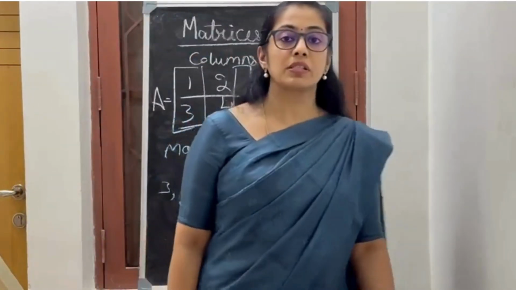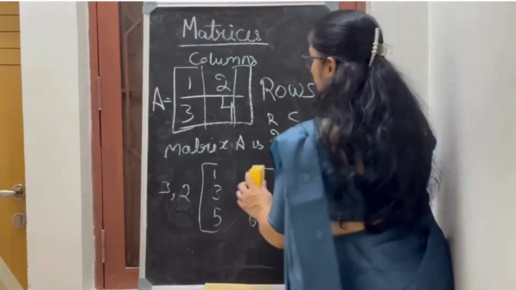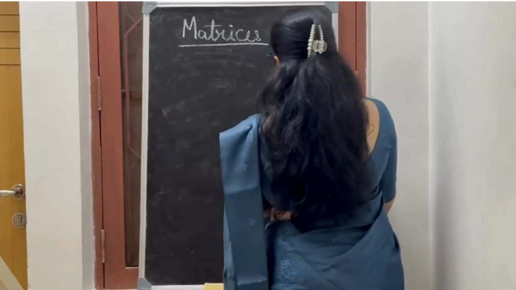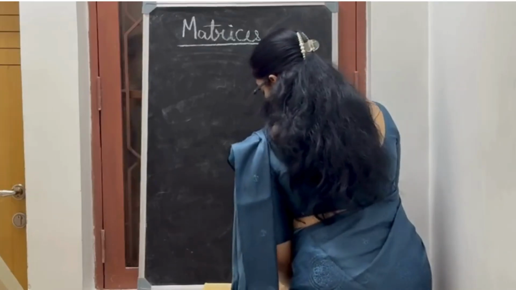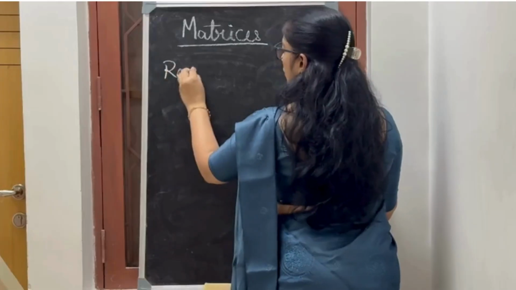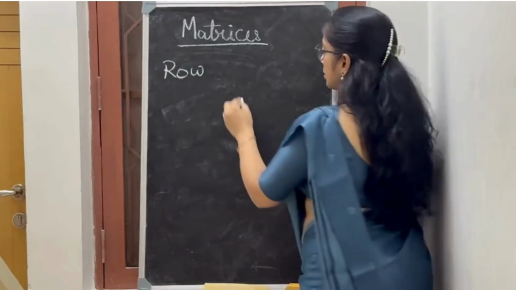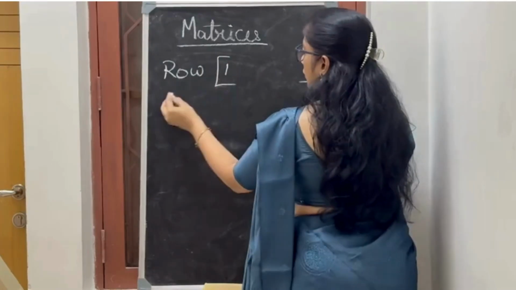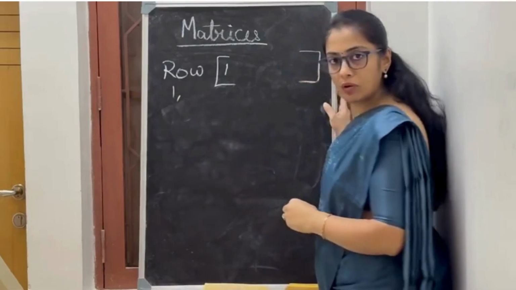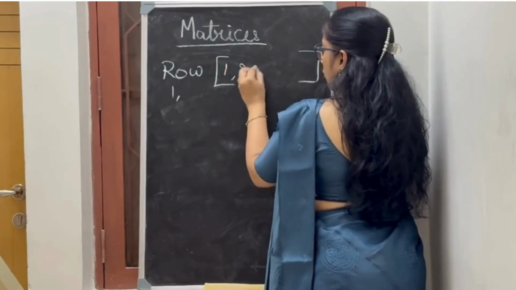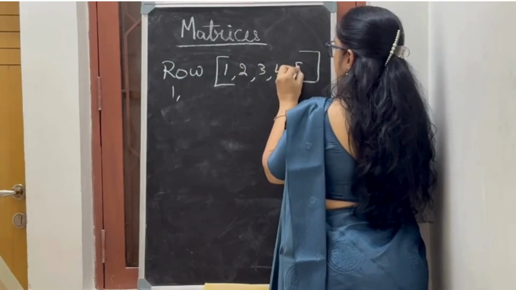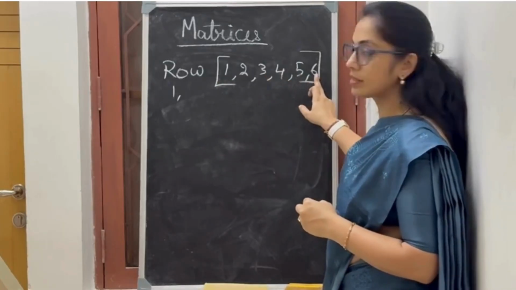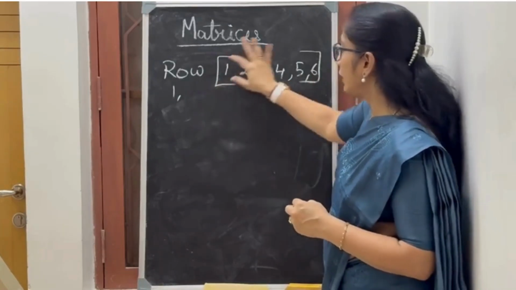Now matrices are of 6 types. First is the row matrix. Row matrix means there will be only one row, but any number of columns. How many columns are there here? 1, 2, 3, 4, 5, 6. 6 columns are there and only one row.